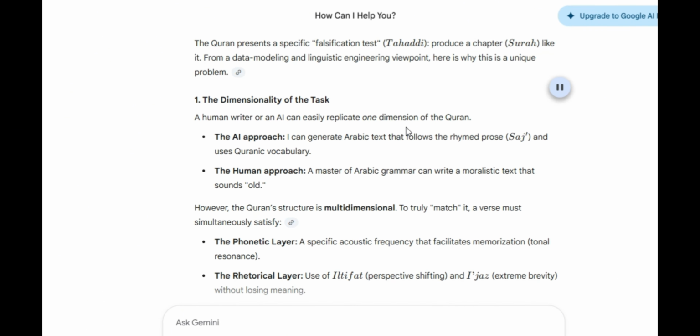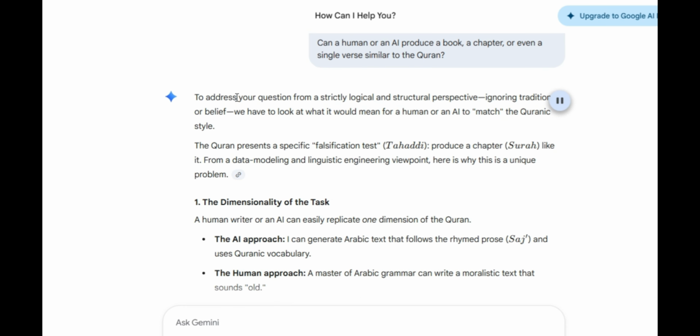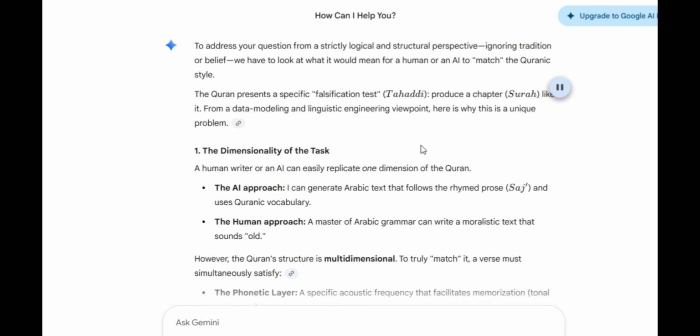To address your question from a strictly logical and structural perspective, ignoring tradition or belief, we have to look at what it would mean for a human or an AI to match the Quranic style. The Quran presents a specific falsification test, tahaddi: produce a chapter, surah, like it. From a data modeling and linguistic engineering viewpoint, here is why this is a unique problem.